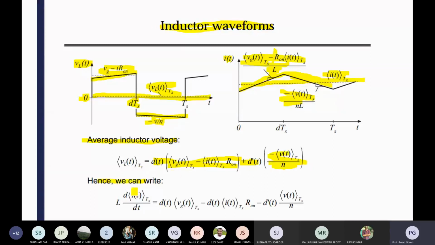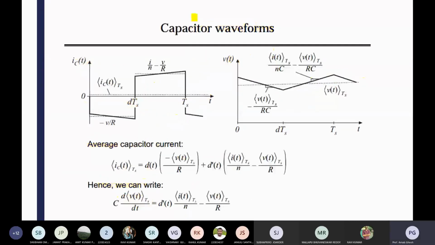Hence you can write L diL/dt equation, so you are going for that inductor current expression. L will be divided with the total expression, then finally we get this one. So the iL value, the diL/dt, meaning the slope value, you get over there. Then we can go for the capacitor waveform. So what does the capacitor waveform mean? Your capacitor is one of the state variables.